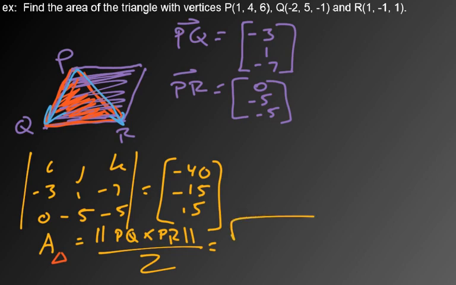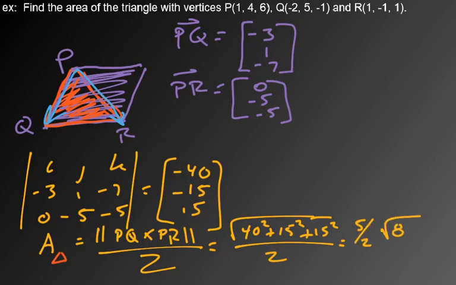And so if you just do the square root of 40 squared plus 15 squared plus 15 squared, all over 2, I'm just using a calculator, you get 5 halves times root 82. And that's it. That should be the area of this red triangle, because we divided by 2. The magnitude of the cross product will get you the area of the parallelogram. So if you chop it in half, you get the red triangle.